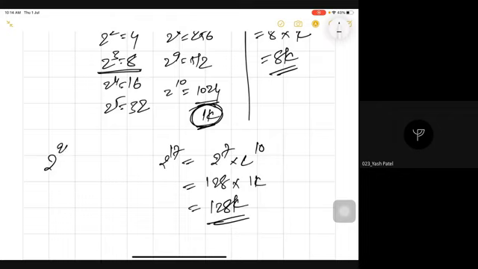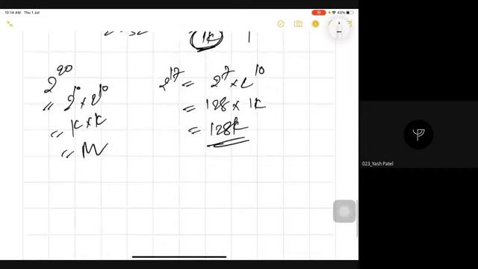Same way, 2 raised to 20 is equal to 2 raised to 10 into 2 raised to 10, is equal to K into K, is equal to M. So megabyte. 2 raised to 20 is equal to 1 megabyte. Clear?